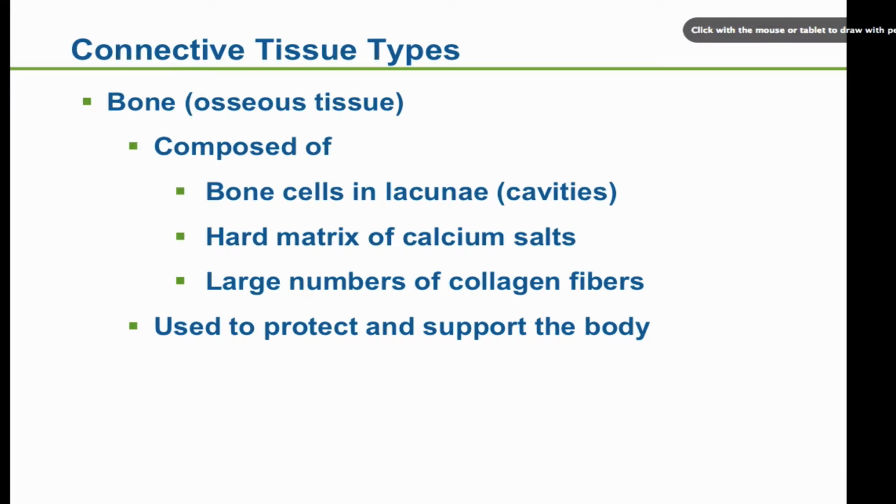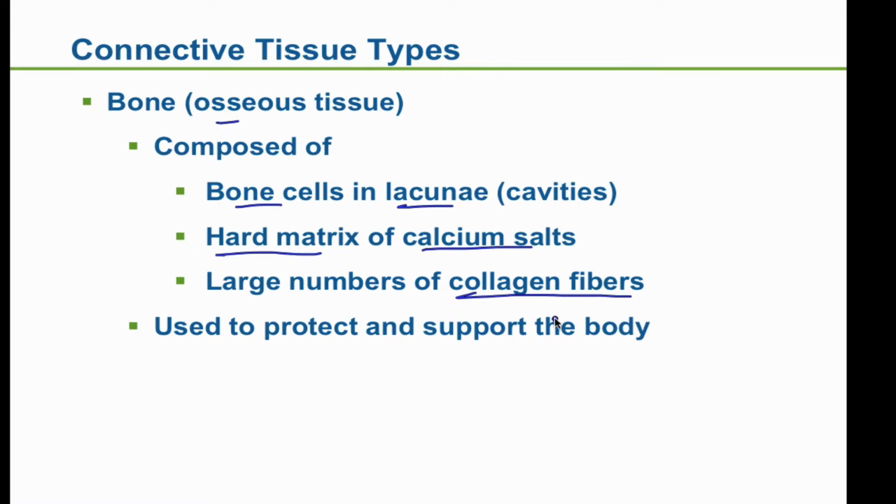So, bone tissue or osseous tissue. Let's see. Bone cells in lacunae cavities have a hard matrix, calcium salts, and they have a large number of collagen fibers. Bone tissue is used to protect and support the body.